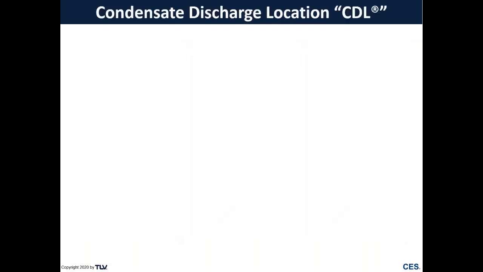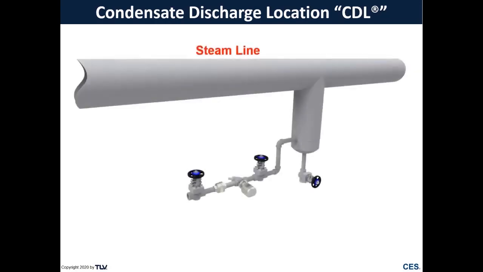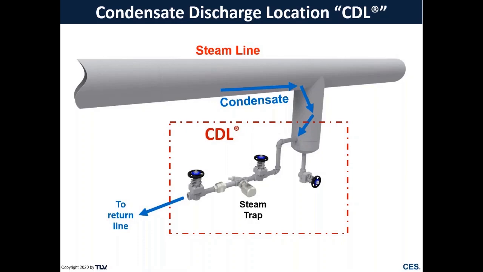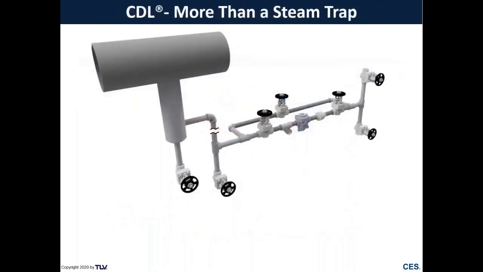So let's take a minute and look at what a condensate discharge location is. So here we have our steam header, and we have condensate that's being formed in that steam header due to the radiant heat loss of that pipe. We want to be able to drain that condensate out, and that condensate goes ultimately to a return line through our condensate discharge location, and that steam trap is only a small part of that condensate discharge location.